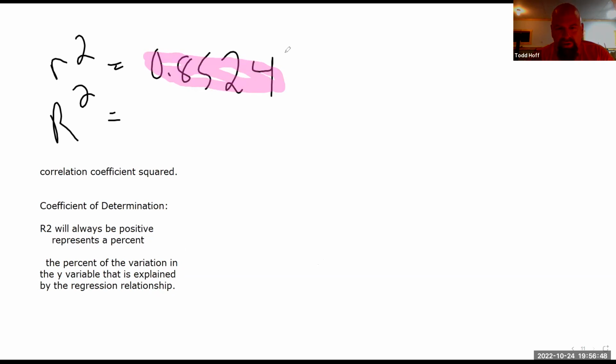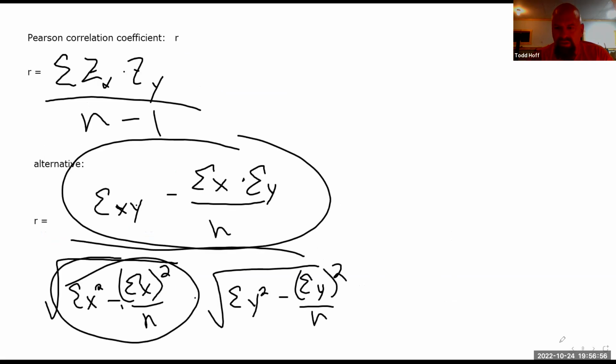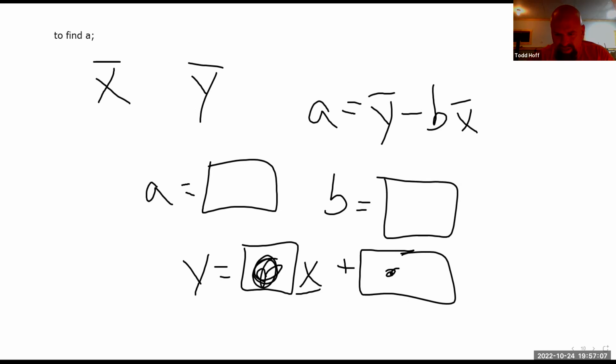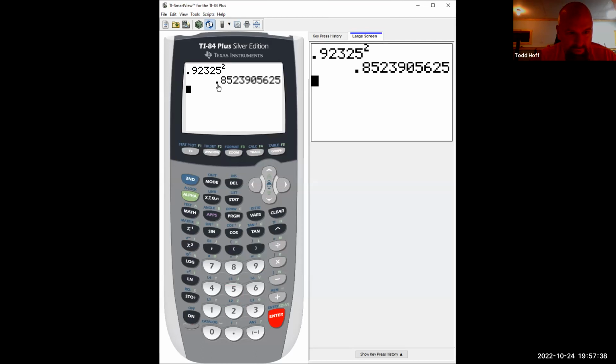So notice it's slightly different than our correlation coefficient. Our correlation coefficient was, did I jot it down here? I did not put it down here. That 0.95, whatever it was. I'll go to my Excel spreadsheet and grab it. 0.92325. R squared, if I square that number, 0.92325, notice I get 0.8524, which is what that value was.